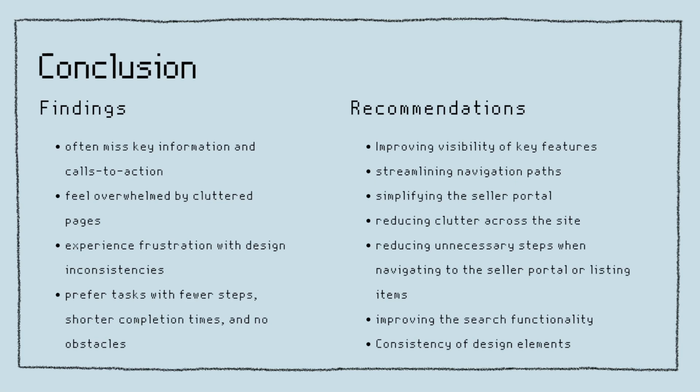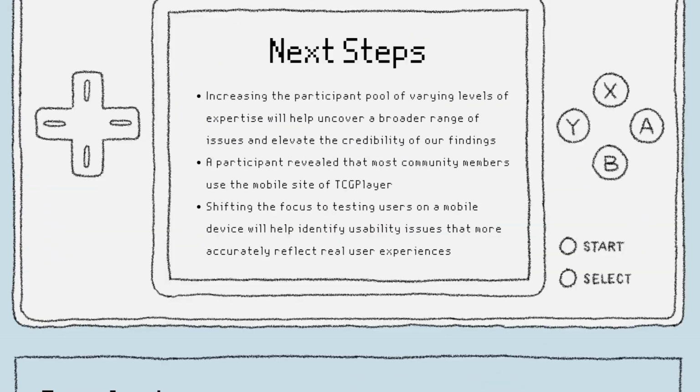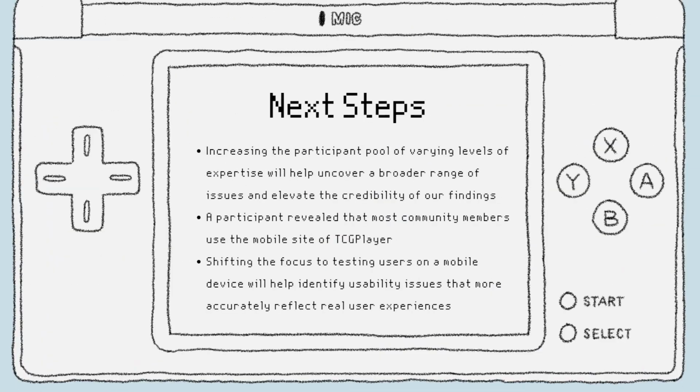As usability testing is an iterative process, future testing is imperative. Increasing the participant pool of varying levels of expertise will help uncover a broader range of uses and elevate the credibility of our findings. A participant deeply involved in the seller's community revealed that shifting the focus to testing users on a mobile device is worthwhile for future research. It will help identify usability issues that more accurately reflect real user experiences.